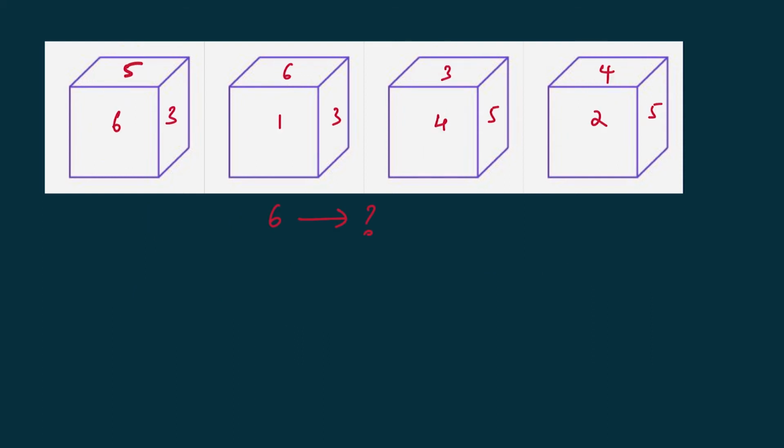In this figure, we have to find the opposite of 6. So just write down all the numbers 1, 2, 3, 4, 5, 6.